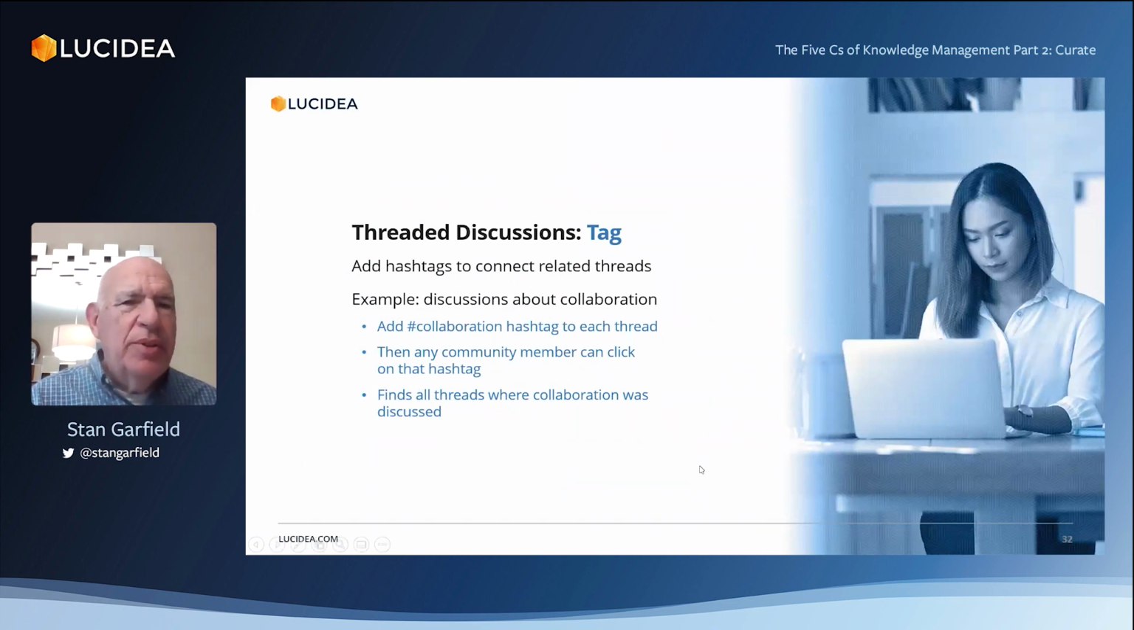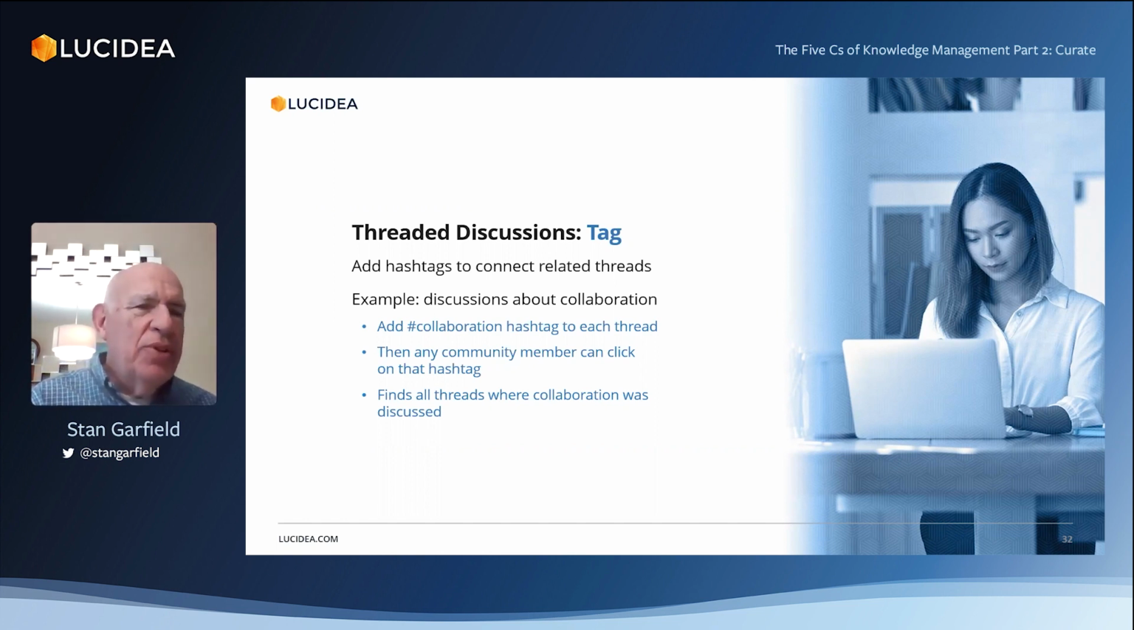The first way is through tagging. You can add hashtags to connect related threads. Without doing this, it can be very hard to find all of the times that something was discussed in a community. You can try to do that by searching on a keyword, but there may be different keywords used for the same concept, and you may not find them all if you rely just on search. But when you use a tag, which is very deliberately used to connect threads together, then it's possible to go back, click on that tag, and see all of the past discussions that are relevant to the thing you're interested in.